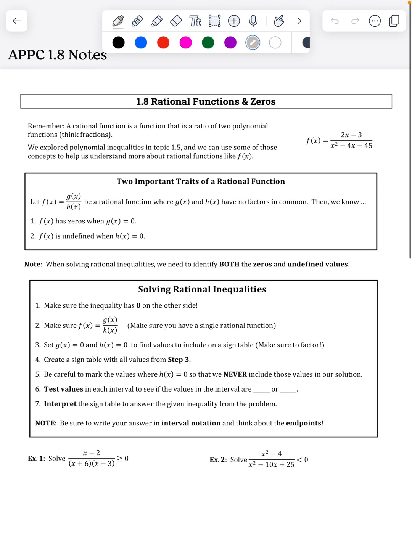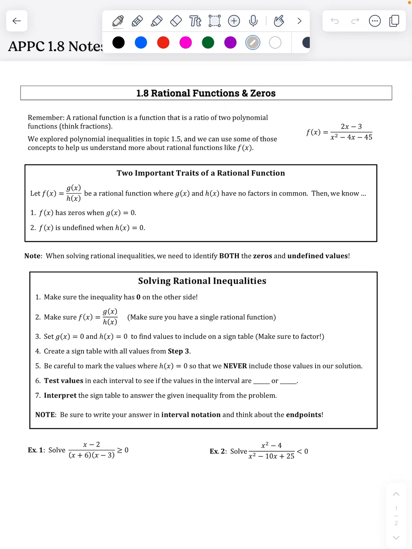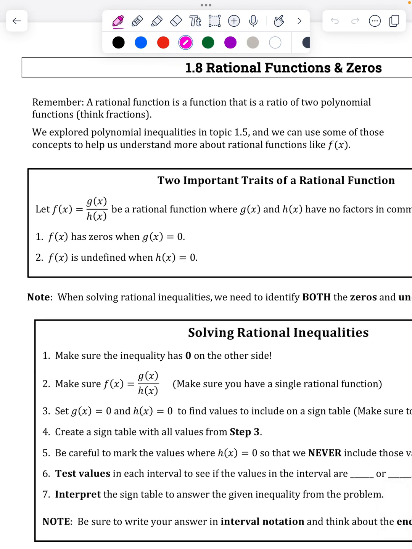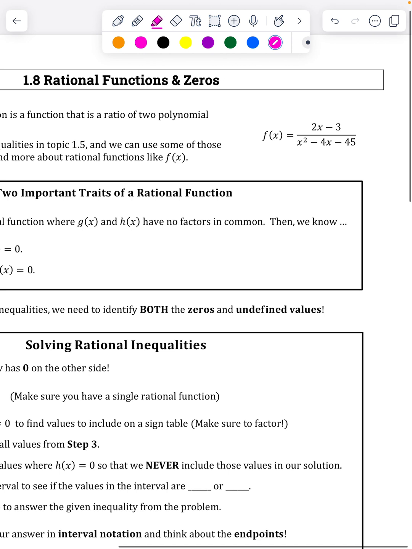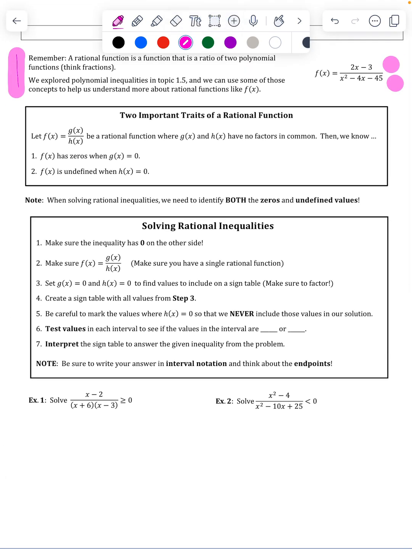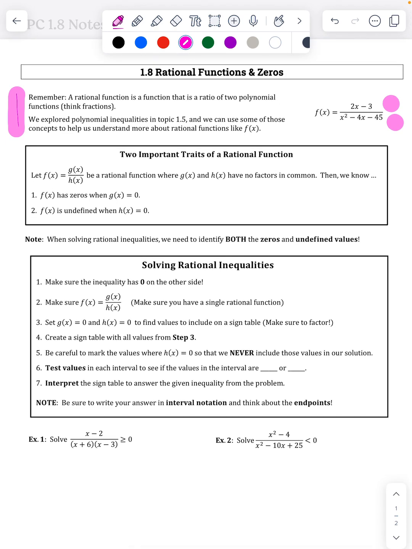Hey friends, we are going to combine a concept we already know, something we've done, with what we're currently learning, which is rational functions. So keep in mind that a rational function is a ratio of two polynomials. That's what we've been doing, where you have a polynomial on the top and one on the bottom. A fraction function is what I would call it. And what we're going to look at today is some pieces of information related to that.